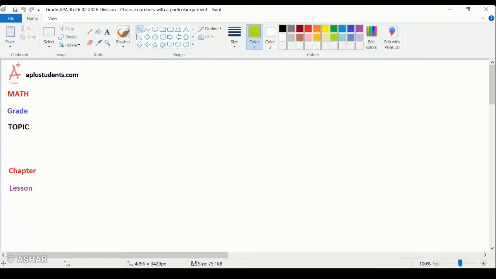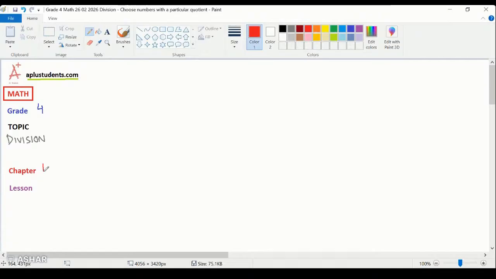The first thing we need to do is go to the website aplusstudents.com. Once we are on the website, we select math as a subject. This is a grade 4 maths lesson, and the name of the topic for today is division. I'll give you the chapter number and the lesson number. The chapter number is 11 and the lesson number is 8.